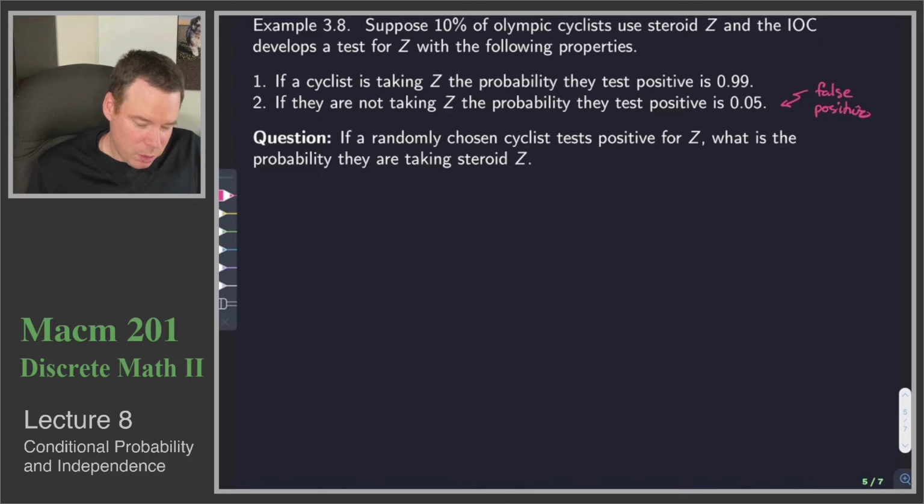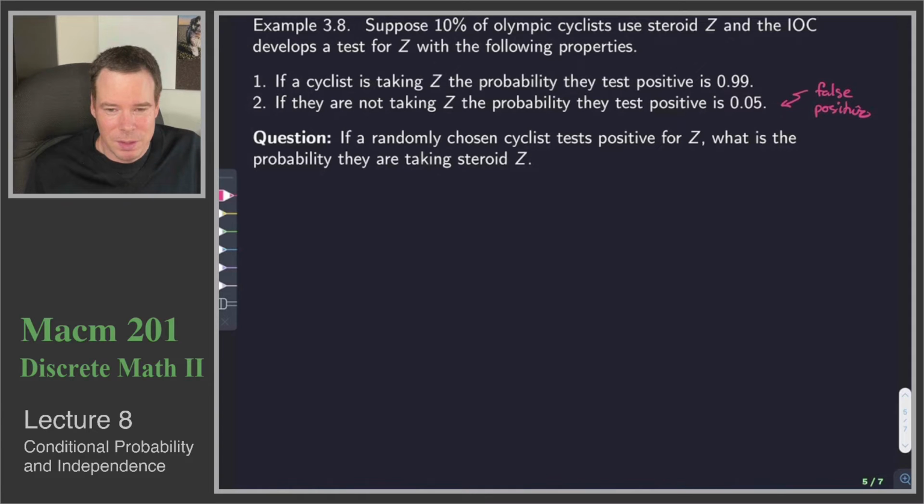Now, we want to know if a randomly chosen cyclist tests positive for Z. What is the probability that they are actually taking it? So they test positive. What's the probability they're actually taking it? Now, you might think back around Olympics time. This is often something that gets reported quite a bit in the media. Such and such an athlete has tested positive for a drug, and almost immediately it's like they're guilty. But what we're going to illustrate here is that we shouldn't be so quick to judge guilt based on the fact that someone has tested positive.